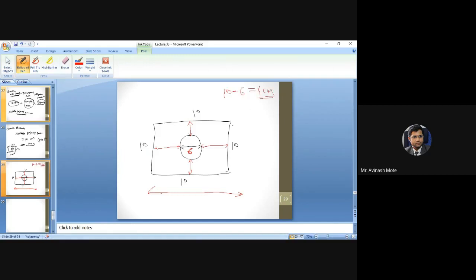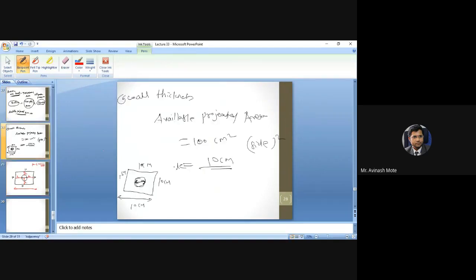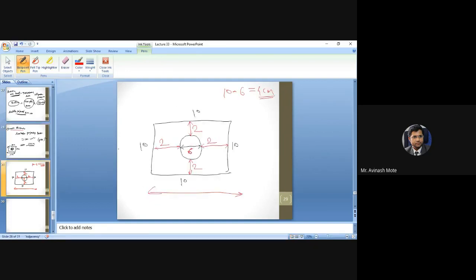But how is this 4 centimeter distributed? It will be distributed on both sides, so this will be 2 and this will be 2. So 2 plus 2, 2 plus 6 is 8, plus 2 is 10. Got it? That's how you get the mold wall thickness, which was the last parameter. Getting it? If nothing is given, consider a square cross section area.